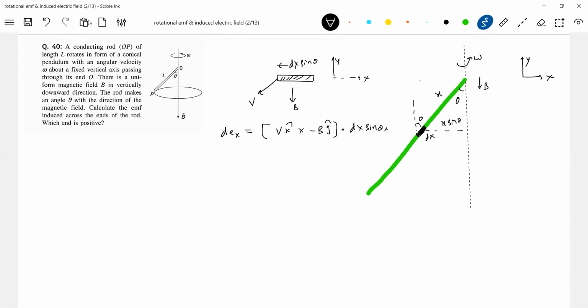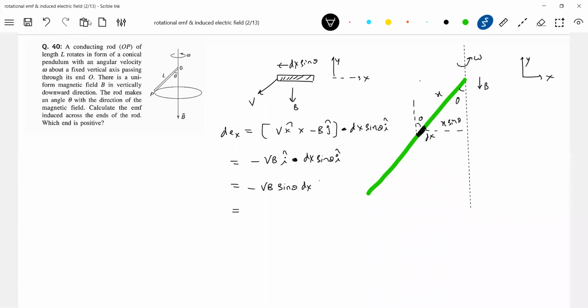Can you remember that formula? V bar cross B bar dot L bar. L bar is what? dx sin theta. k cross j will be minus i. So this will be vB i cap dot dx sin theta i cap. So this will become minus vB sin theta dx. This is a scalar, since i dot i is a dot product.